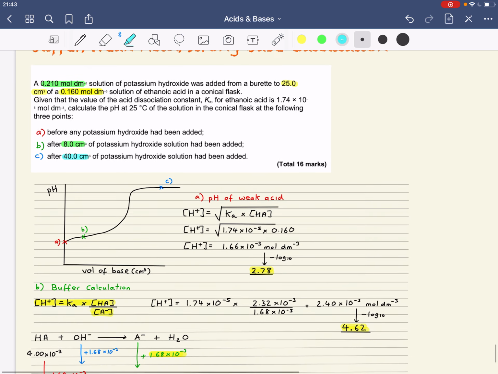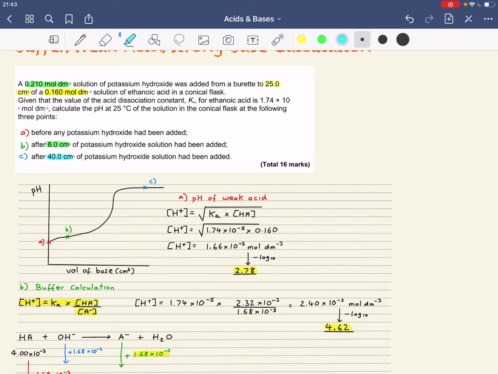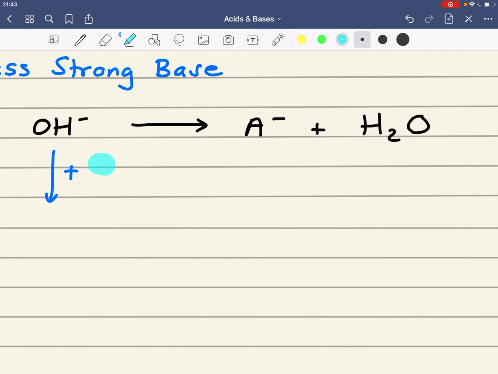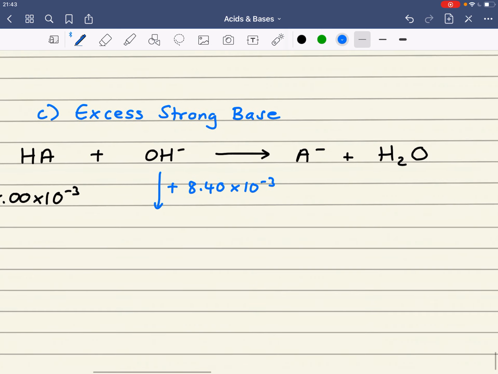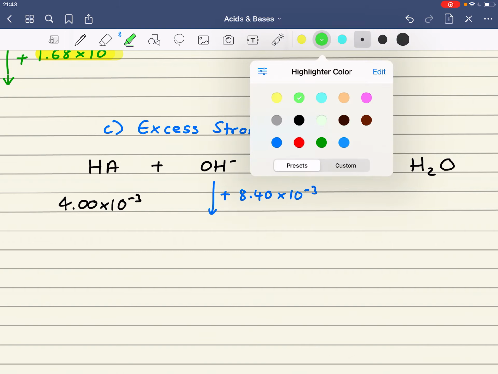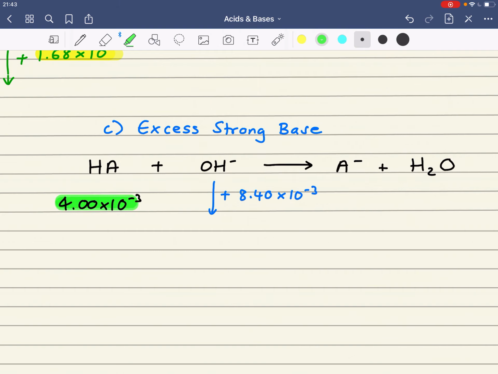So we work out the moles, which is 40 times 10 to the minus 3 times 0.21. Moles is concentration times volume. When you do that, you get 8.40 times 10 to the minus 3 moles. What you should be able to see there is now that all of the HA has reacted. So all the HA moles have reacted. So I've got no HA left. It's not a buffer anymore because I have no HA present.